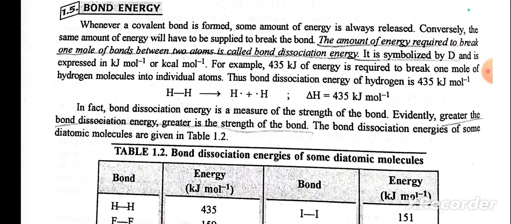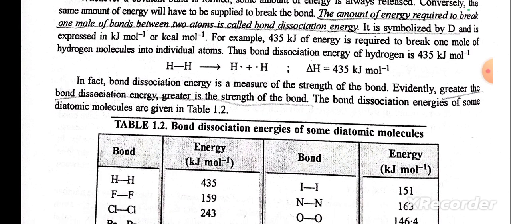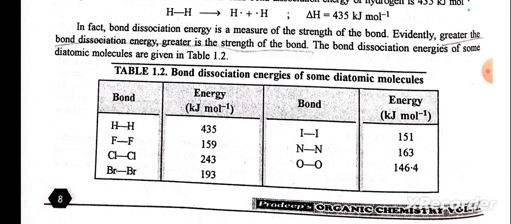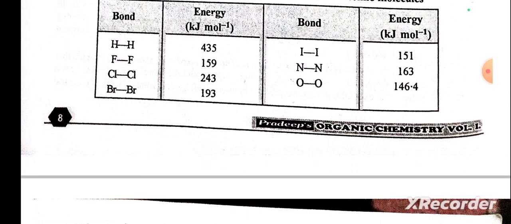For example, 435 kilojoules is required to break 1 mole of hydrogen molecules into individual atoms, and this is the bond dissociation energy of hydrogen: 435 kilojoules per mole. In fact, the bond dissociation energy is a measure of the strength of the bond, and usually the greater the bond dissociation energy, the greater the strength of the bond. The bond dissociation energies of divalent atoms are given in table 1.2.